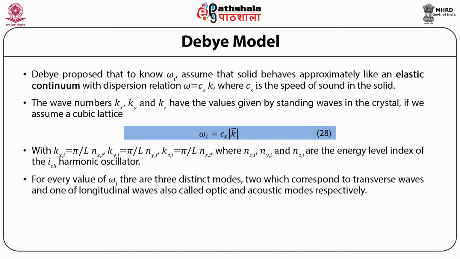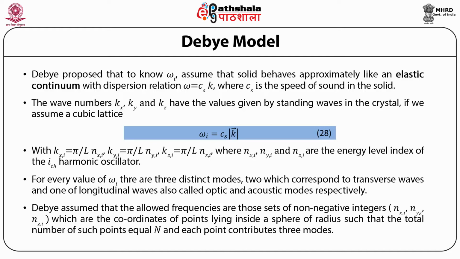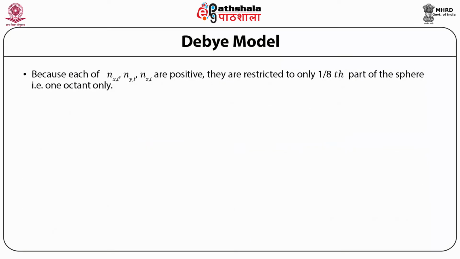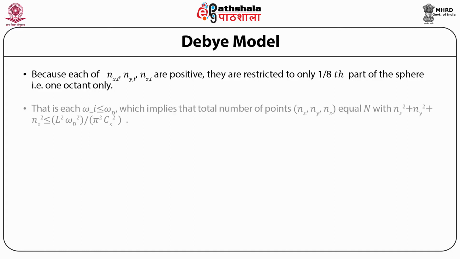For every value of ω_i, there are 3 distinct modes, 2 of which correspond to transverse waves and 1 to longitudinal waves, also called optic and acoustic modes respectively. Debye assumed that the allowed frequencies are those sets of non-negative integers which are the coordinates of points lying inside a sphere of radius such that the total number of such points equals N and each point contributes 3 modes. Because each of n_xi, n_yi, n_zi is positive, they are restricted to only 1/8 part of the sphere, that is, 1 octant only. That is, each ω_i is less than or equal to ω_D, which implies that the total number of points (n_x, n_y, n_z) equals N, with n_x² + n_y² + n_z² less than or equal to L²ω_D²/(π²C_s²).